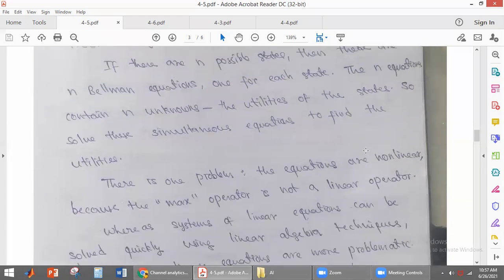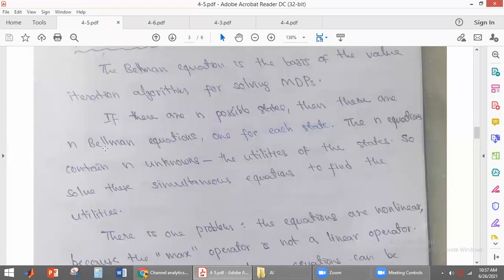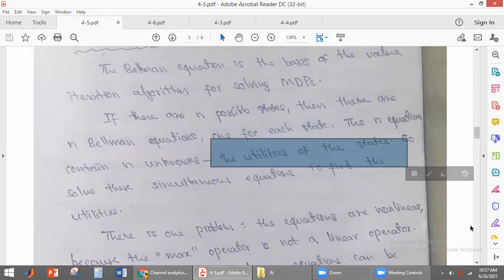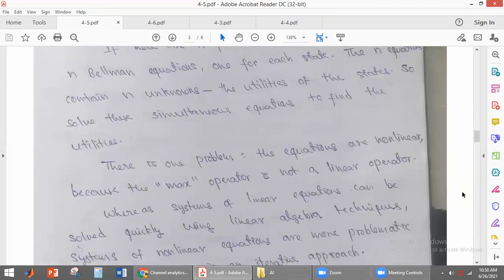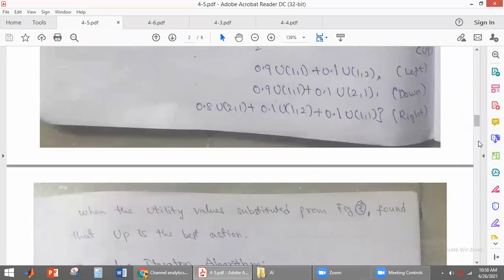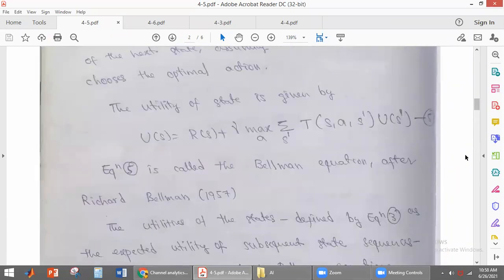So these n equations will be having n unknowns. How many unknowns will we have? n unknowns for n equations. What are these unknowns? These unknowns are nothing but the utility of states. The utilities of states are the unknowns. So what is our aim? Our aim is to find out the utility of the states. So if you observe this Bellman equation, students, we need to solve this Bellman equation.